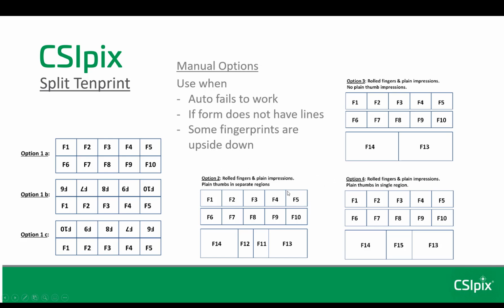Option 2 has the 10 rolled fingers, and then it has the 4 regions below. Option 3 has 10 rolled fingers and 2 regions below. Option 4 has the 10 rolled and 3 regions below.